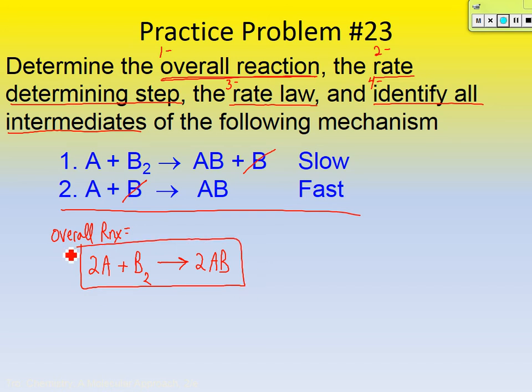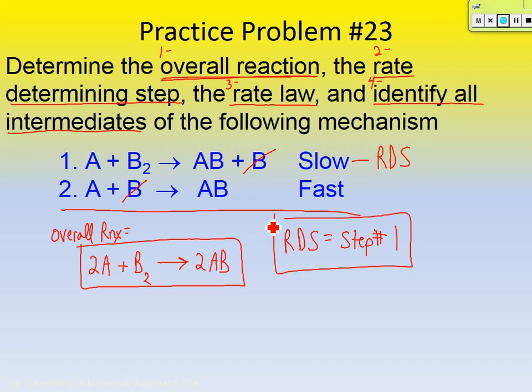Okay, let's go to step 2. I asked you to tell me the rate determining step. The rate determining step is the slowest step in the mechanism, so that would be this step. So my rate determining step is step number 1.